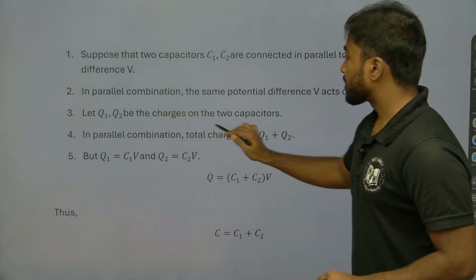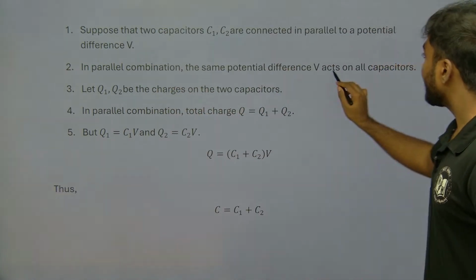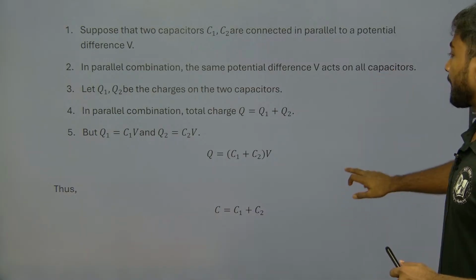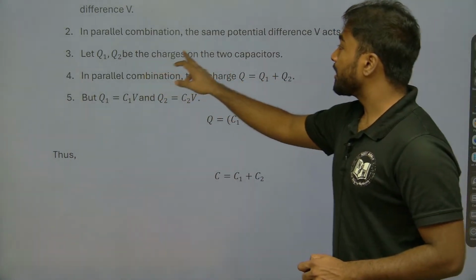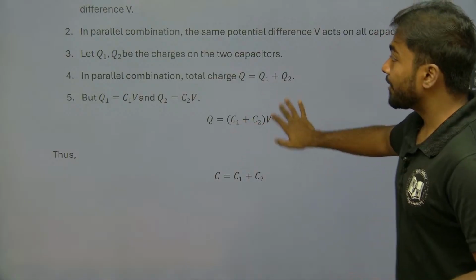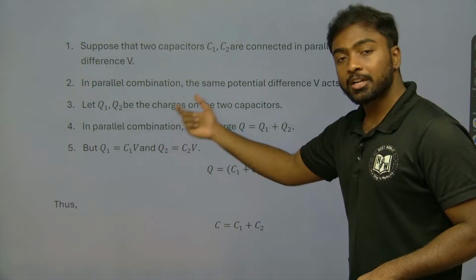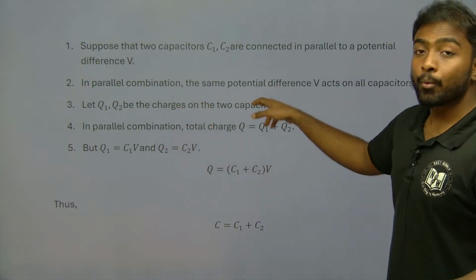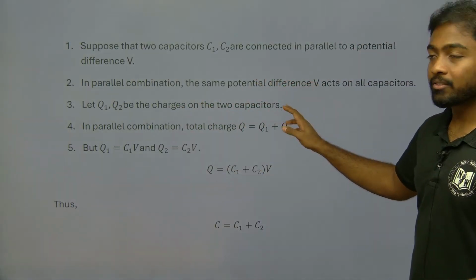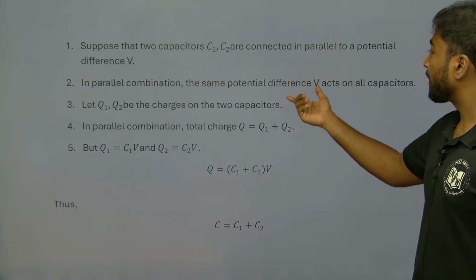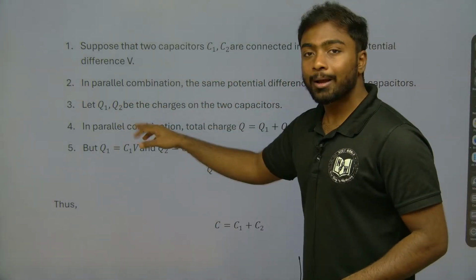In parallel combination, the same potential difference V acts on both capacitances. Let Q1 and Q2 be the charges of the two capacitors. In the series condition, V1 and V2 are the potential drops and Q is the same on both. Here V is the same on both, and Q1 and Q2 are changing.